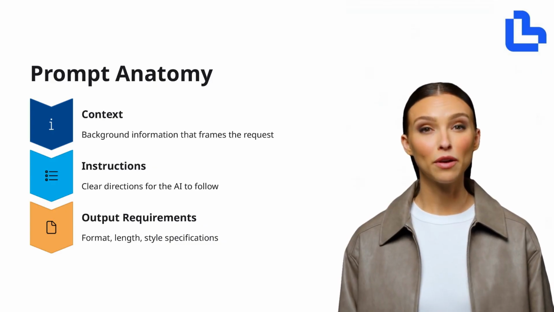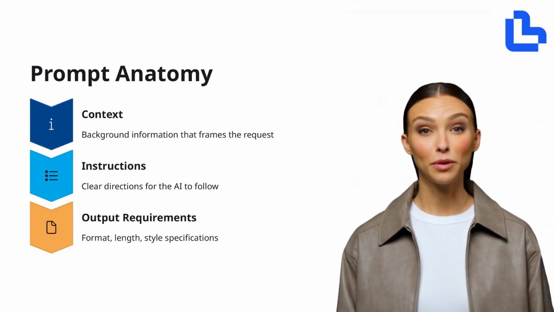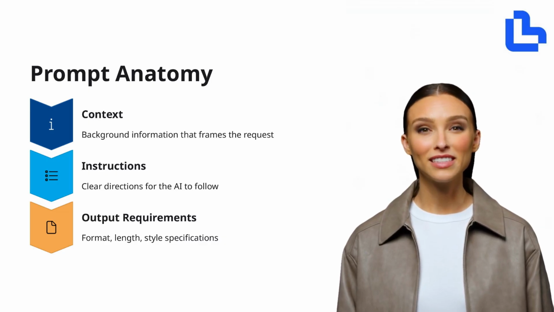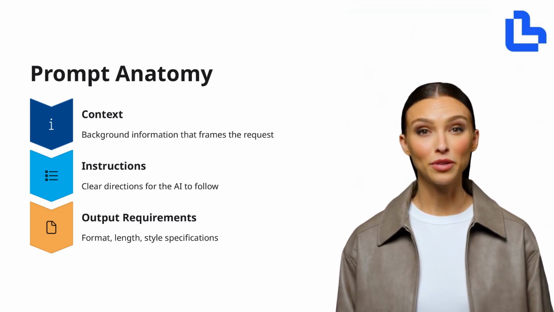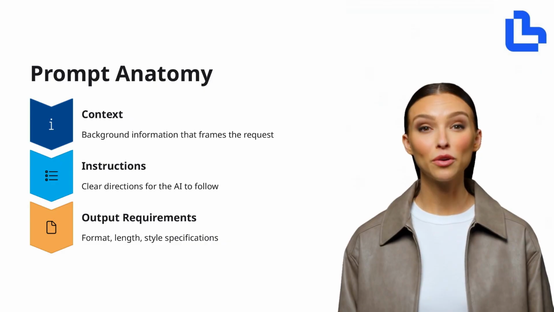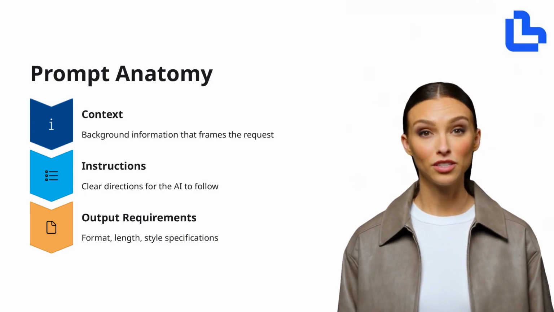Finally, we define output requirements. This is where you specify the format, length, and style of the response. Do you want a bulleted list? A formal paragraph? A 100-word summary? This helps the AI deliver exactly what you need in the way you need it. By mastering these three elements, context, instructions, and output requirements, you'll be able to craft prompts that are not only effective, but also highly adaptable to different use cases. This is the foundation of prompt engineering, and everything we cover today will build on this structure.